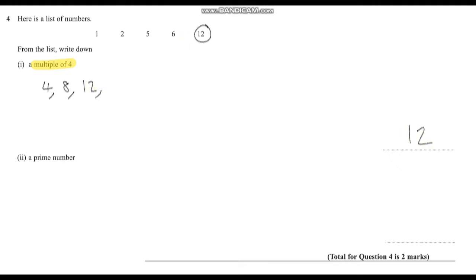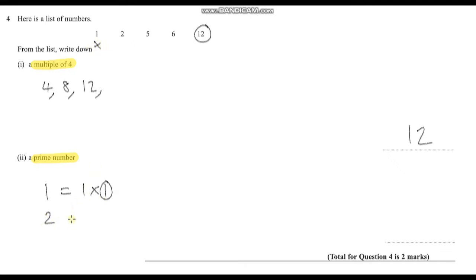Now let's look at part B, or II. From the list, write down a prime number. So a prime number is a number that only has 2 factors. So is 1 a prime number? No, because 1 is the same as 1 times 1. The only factor of 1 is 1. So it only has 1 factor. So 1 is definitely not prime.